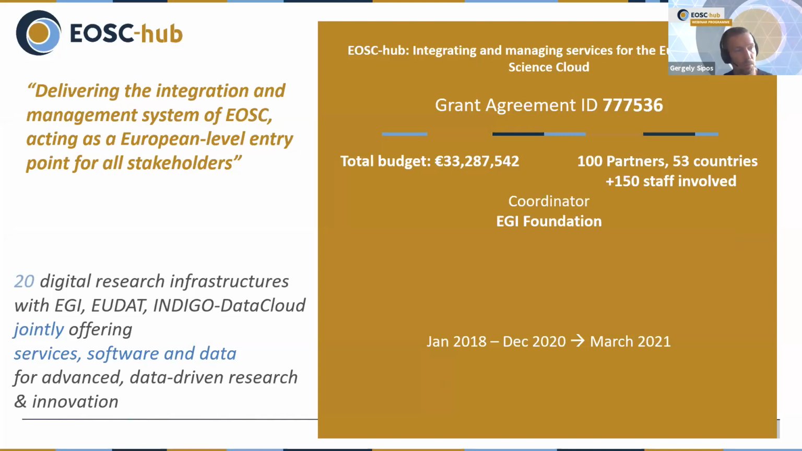EOSC Hub is a 3-year project that lays down the integration and management system of the European Open Science Cloud, acting as an entry point for different kinds of stakeholders who want to contribute to EOSC or want to benefit from EOSC in different ways. The project is 33 million euros in terms of budget, with more than 100 institutes involved, bringing more than 150 persons onto the contributors. The project is coordinated by the EGI Foundation and has the infrastructures of EGI, EUDAT, and Indigo Data Cloud in the driver's seat, together with over 20 digital research infrastructures spanning across the whole range of scientific disciplines. These stakeholders together bring services, software, and data for advanced digital data-driven research and innovation.